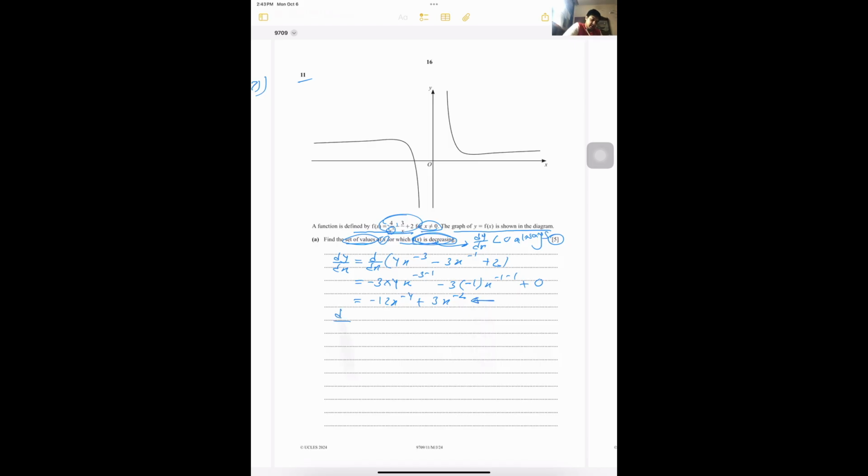dy by dx is equal to 0. Right, so first we need to find the value. So let's first do dy by dx equal to 0, or minus 12x minus 4 plus 3x minus 2 equal to 0, or 3 by x squared is equal to 12 by x to the power 4, we'll cross multiply now, 3x to the power 4 equal to 12x squared. Right, we don't even have space in the next page.